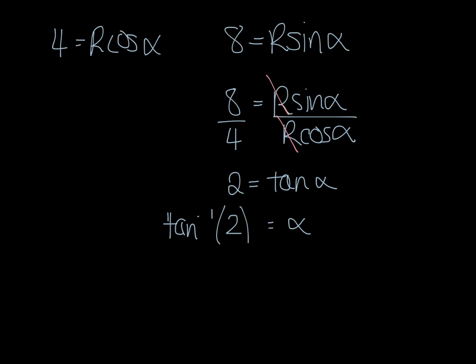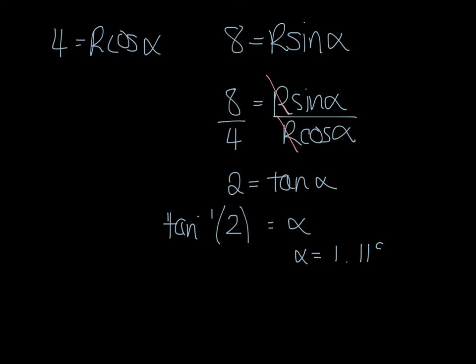Apologies if the video just went weird there. If it didn't, I'm going crazy, but either way. So tan to the minus 1 of 2, chuck that in your calculator. That gives us alpha equals 1.11 radians.